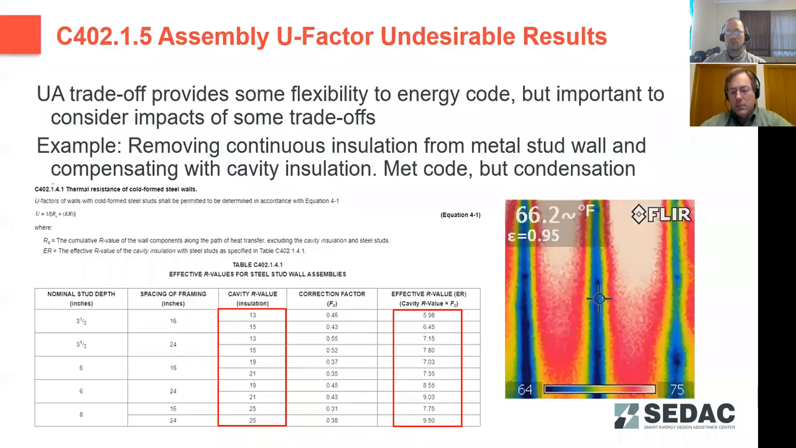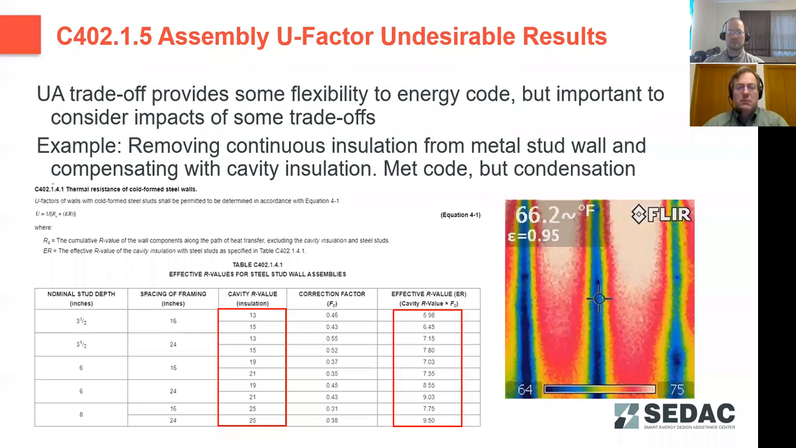Moving on to the U-factor component compliance method. This is for meeting the UA trade-off if you're going to use the U-factor tables for your building. This provides a lot more flexibility to builders in how to meet the insulation requirements rather than using prescriptive R values for materials. But it is important to consider some of the potential trade-offs.